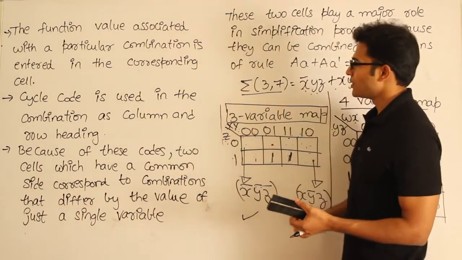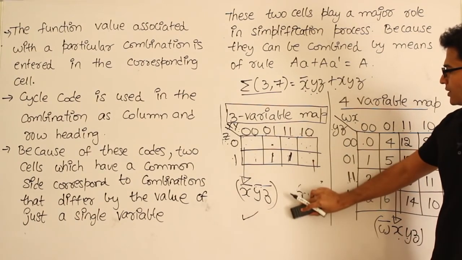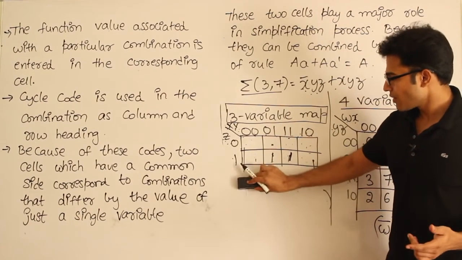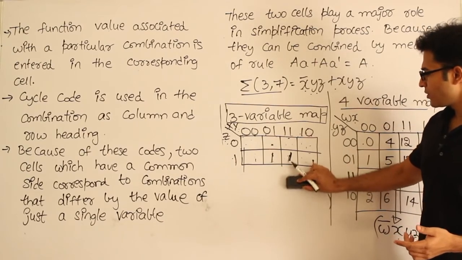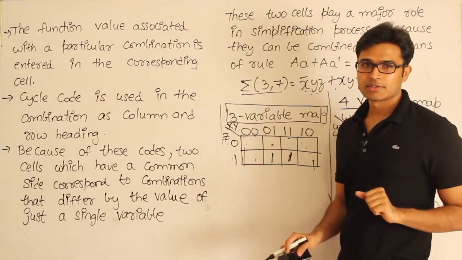So what is a cycle code? Whenever we have a cycle code, the property of a cycle code is that between any two successive numbers there will be only one bit change.